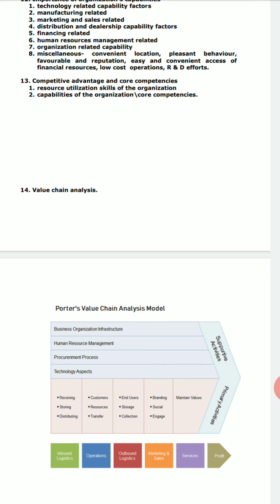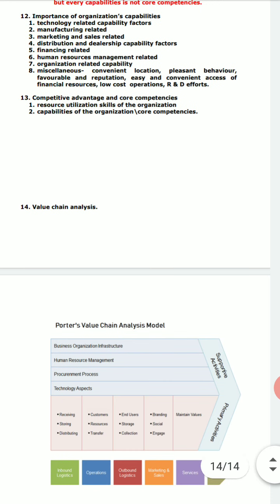So what we have tried to say here is that, as we know, core competencies cannot be developed overnight. They have to be built, and they can be built with the tools of valuable capability, rare capabilities, costly to imitate capabilities, and non-substitutable capabilities.